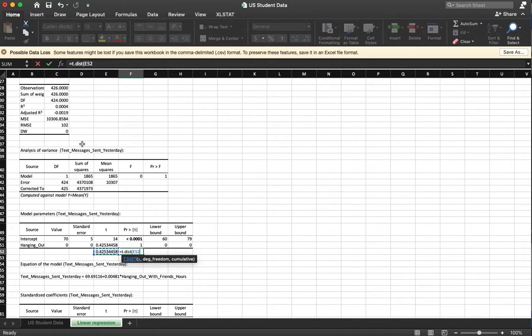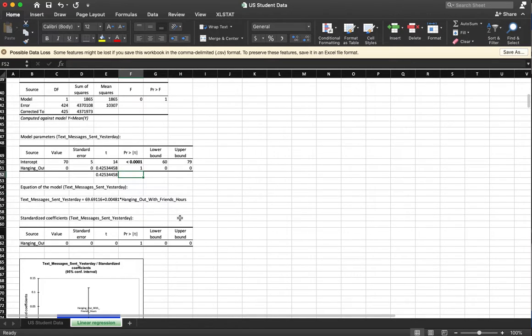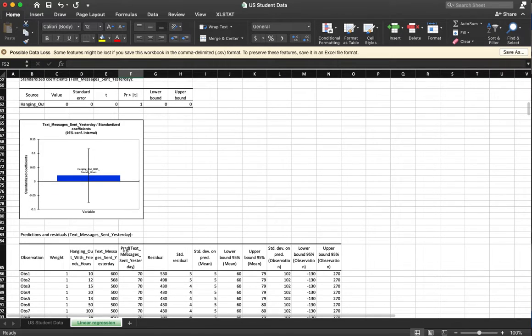Degrees of freedom. Let's see, it should be number of observations minus 2. There we go. Let's try false. Nope. There we go. It's going to be 1 minus that. Nope. Oh dear. But that's where this number comes from. So this model, not useful at all.